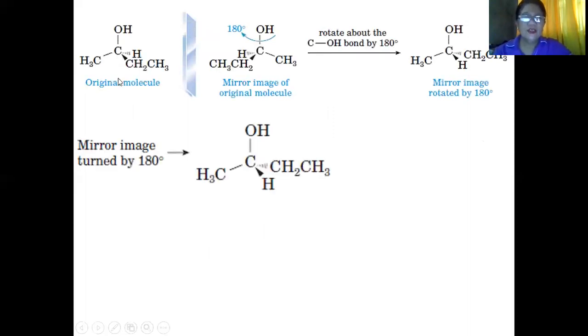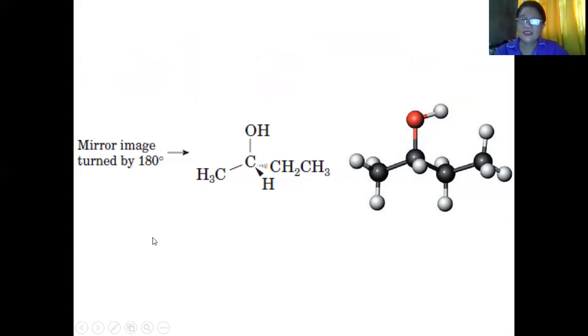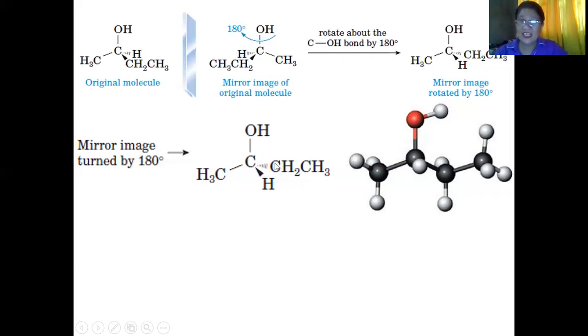Okay, so here, this is now your original molecule. This is the mirror image. If you are going to rotate this COH by 180 degrees, what will happen? So this is now your mirror image rotated at 180 degrees. If you look at the original, after you rotate it, is it superposable? Yes, because they are exactly the same. So this one is superposable, because its mirror image has the same molecule, the same formation of the molecule. Okay?